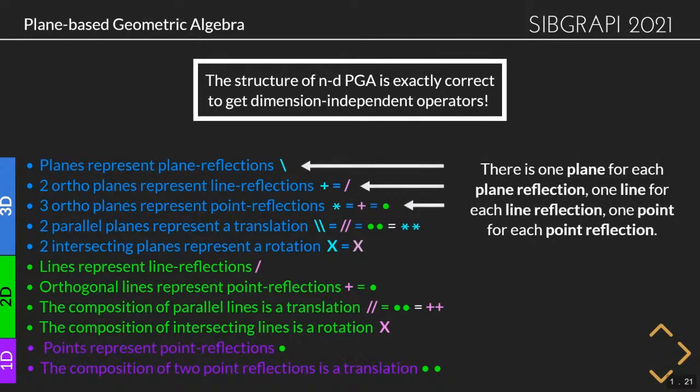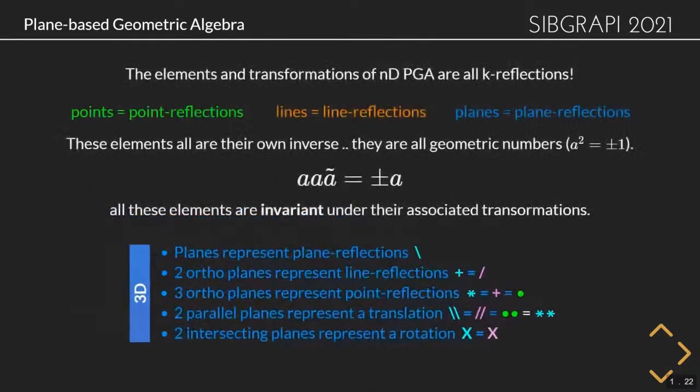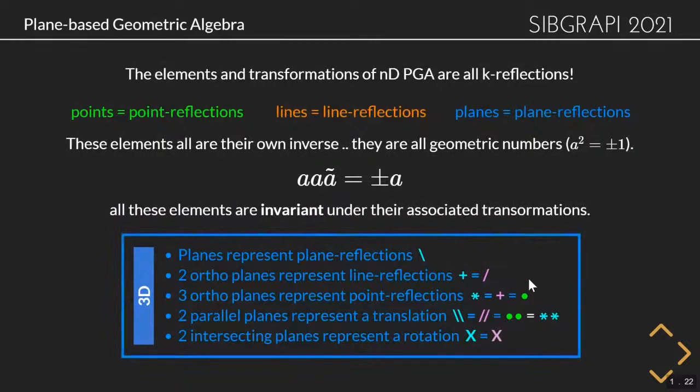Now, we've only been talking about transformations, but it's not too hard to see that there is exactly one plane for each plane reflection, one line for each line reflection, and one point for each point reflection. And they obviously transform the same way. Plane reflections should transform just like planes, and line reflections should transform just like lines, and so on. So this is the obvious mapping that we will make. We will say that, okay, our points are just going to be our point reflections, our lines are just going to be our line reflections, and our planes are just going to be our plane reflections.